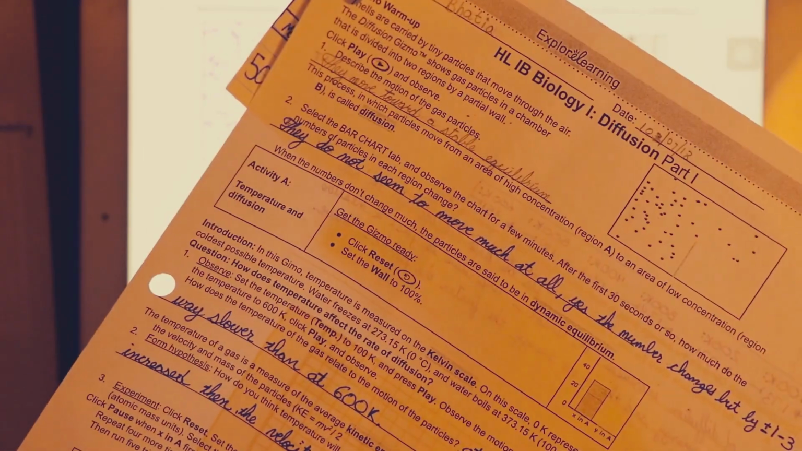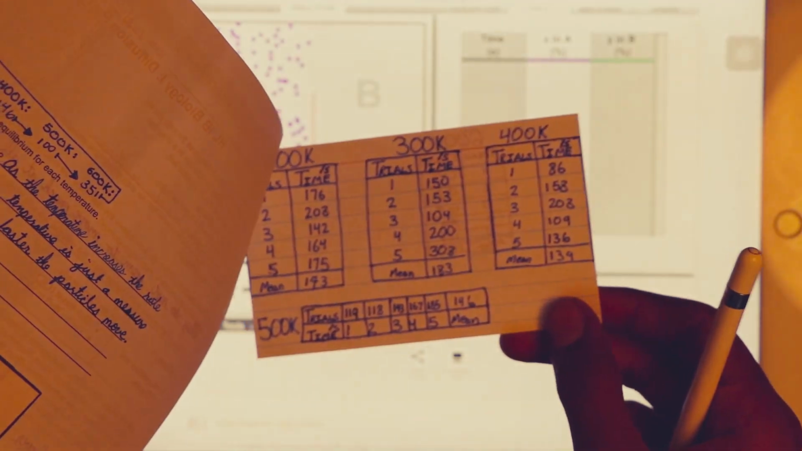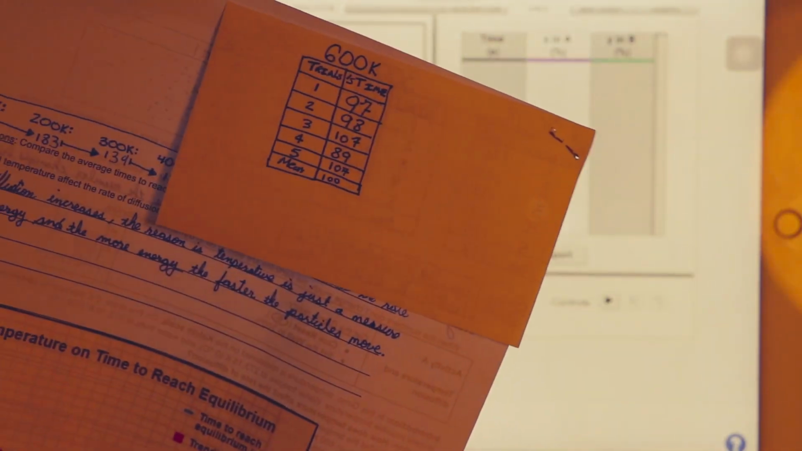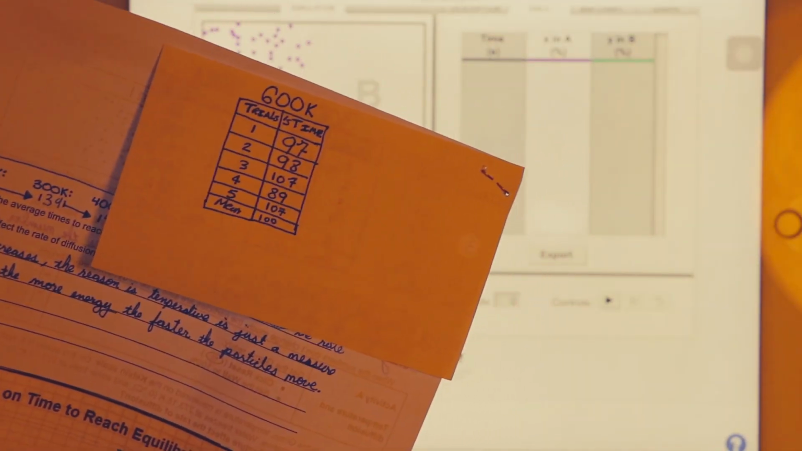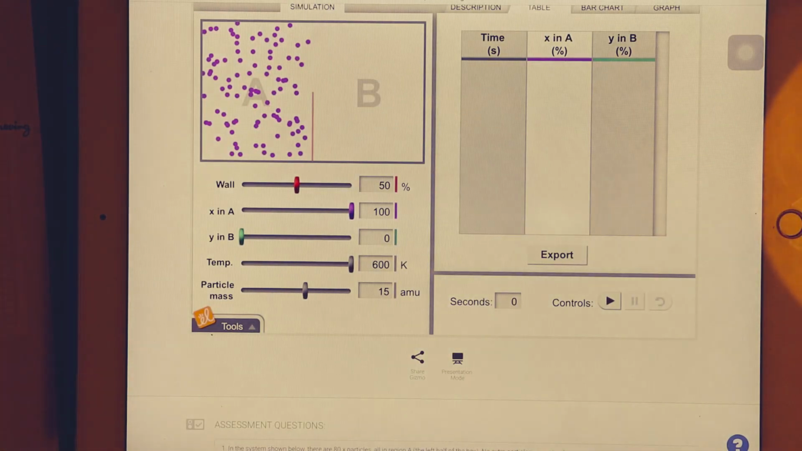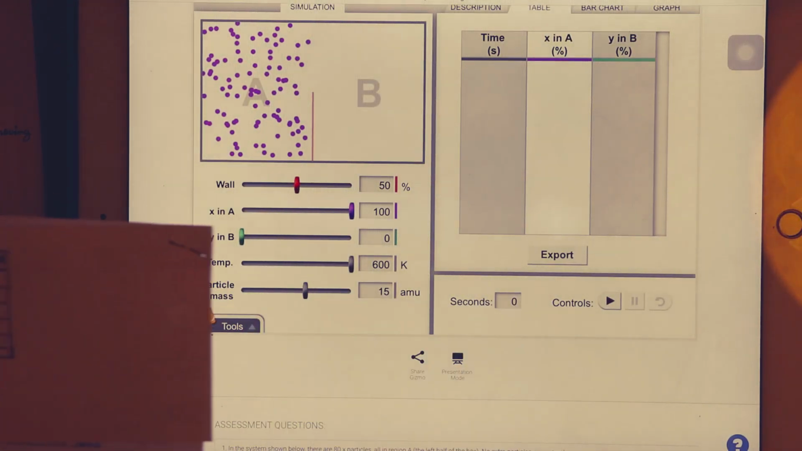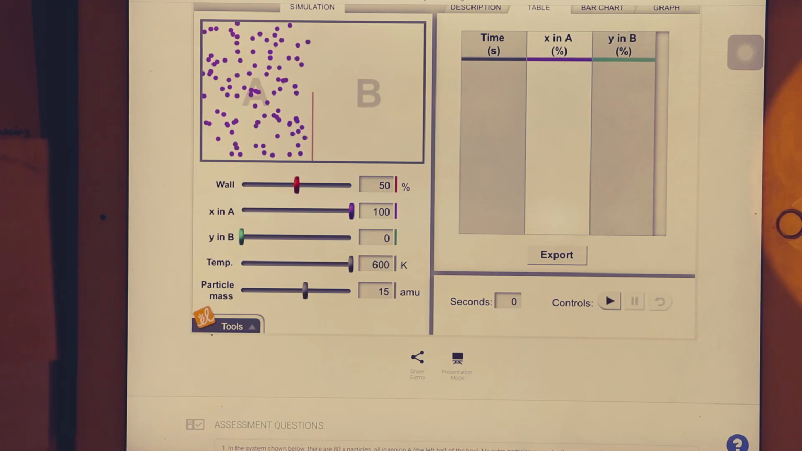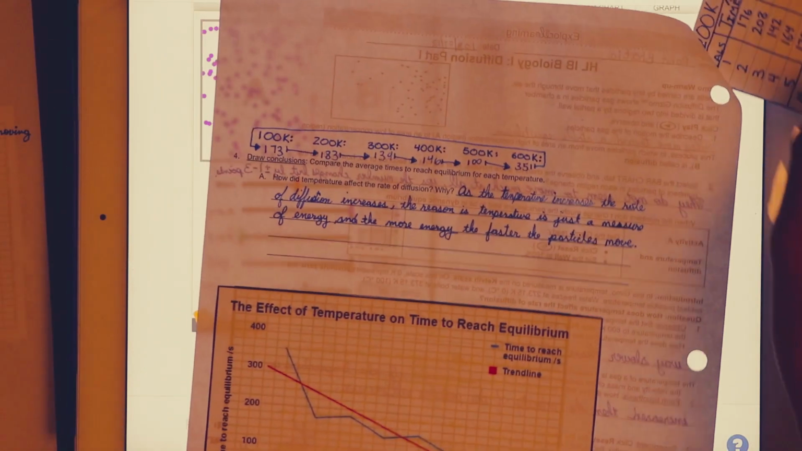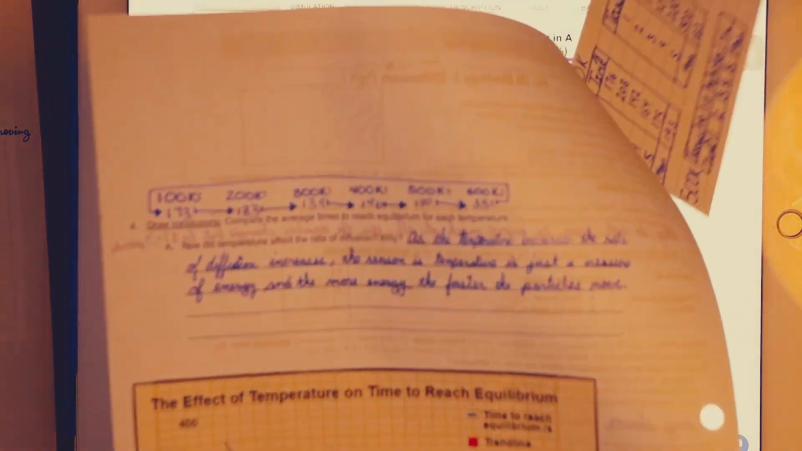You would make a graph on your table here, but I just wrote it on a flashcard, so it's easier for me and Mr. Varseller to see. You don't have to do it this way, I just did. And after you did all of this, you should begin to start seeing a trend, usually from the 100 to 200 Kelvin mark. And you would write that trend right here.